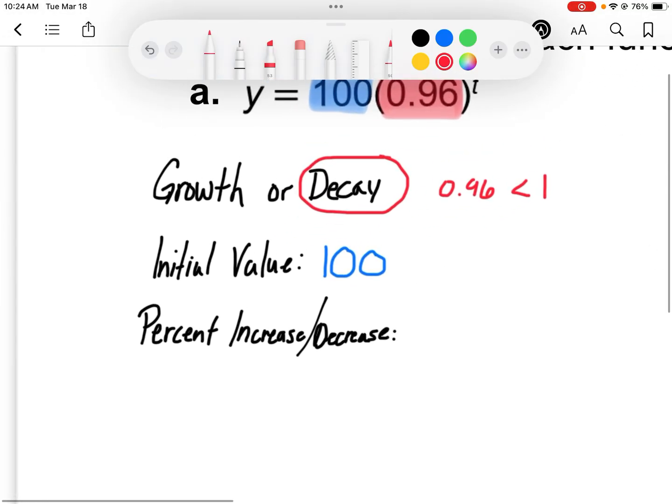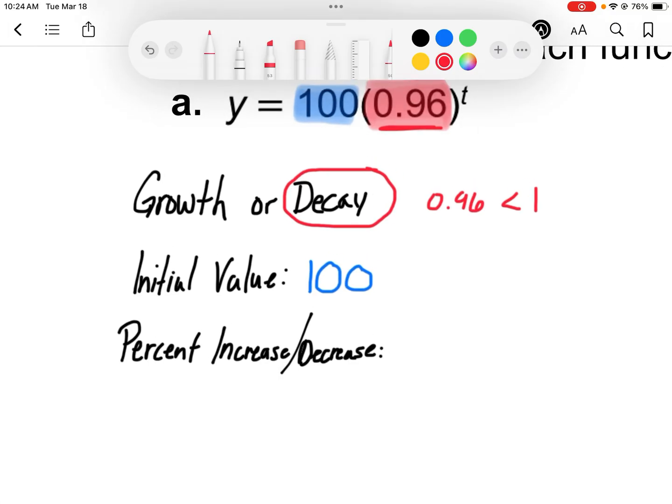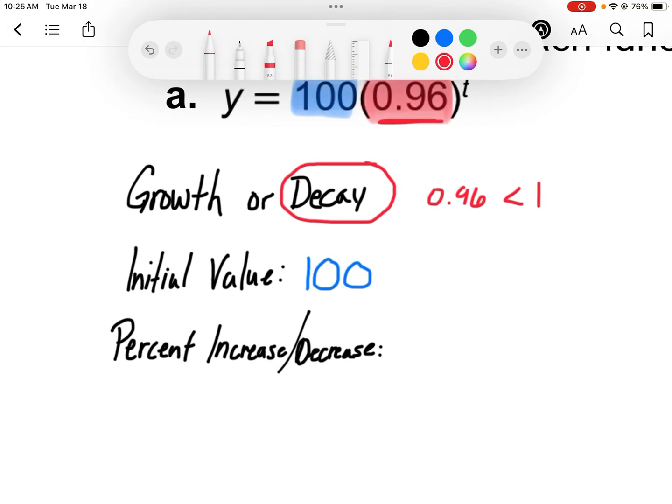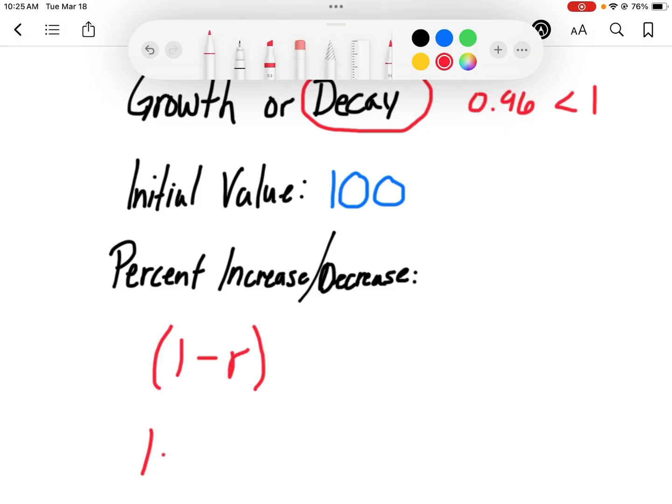When we look at percent increase or decrease, we're really just taking our growth or decay factor, the 0.96. And remember, for decay, it was 1 minus r. So we want to know how much smaller is 0.96 than 1. So I can go 1 minus 0.96. That will give me what this r value is. That's what the percent increase or decrease is looking for, is that r value.